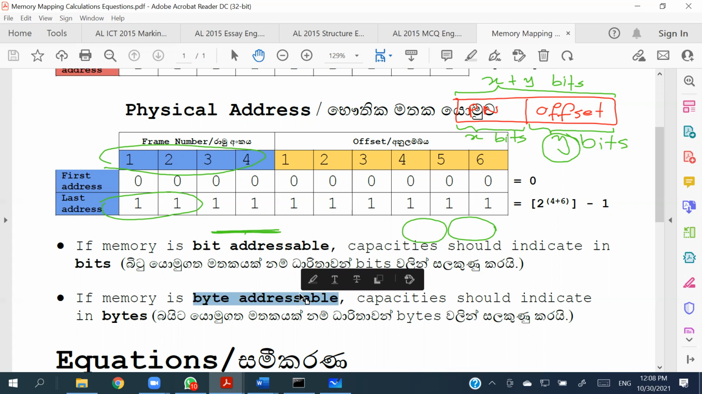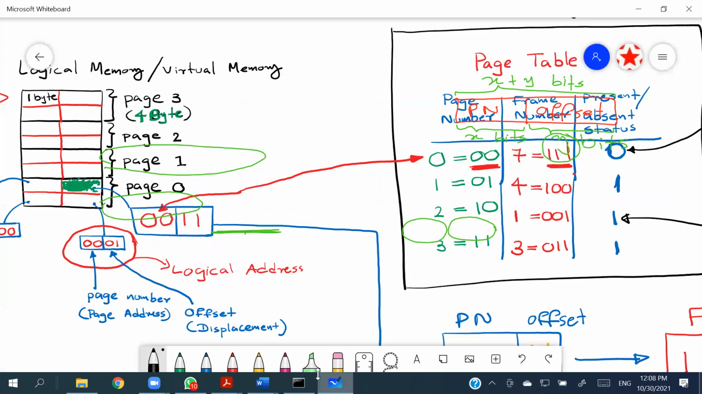In case your question is not illustrating what kind of memory you have, that means whether it is bit or byte addressable, by default, it is a byte addressable memory. That is why when I was drawing the diagram, I took these memories as byte addressable memory. I addressed it by byte. That is what we call a byte addressable memory. If it is addressed by bit, then we call it a bit addressable memory. Right?